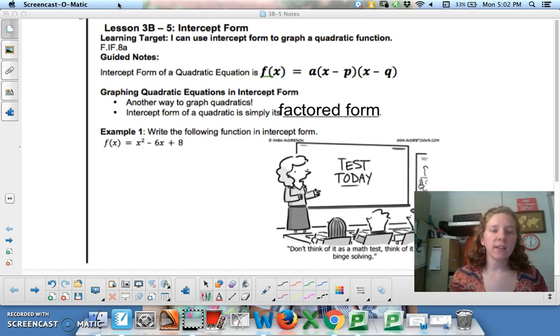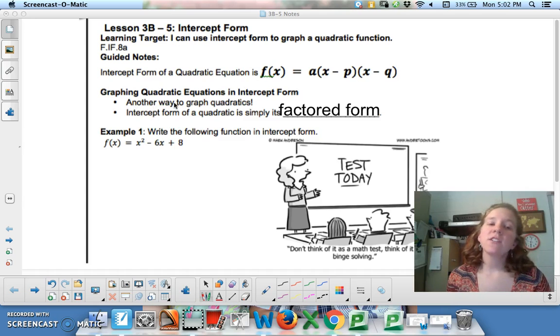Our learning target this time is that we can use intercept form to graph a quadratic function. Intercept form of the equation looks like this. We have our f of x or our y equals a, and that a value is going to be the same as it is in standard form, and then x minus p times x minus q, and I'll show you what that p and q are in just a minute.